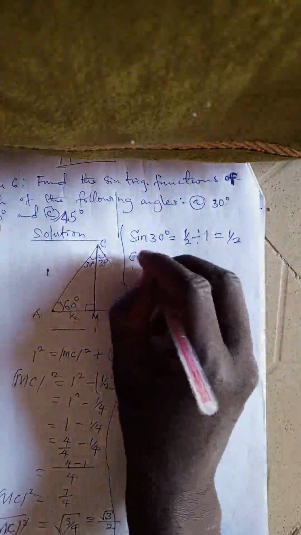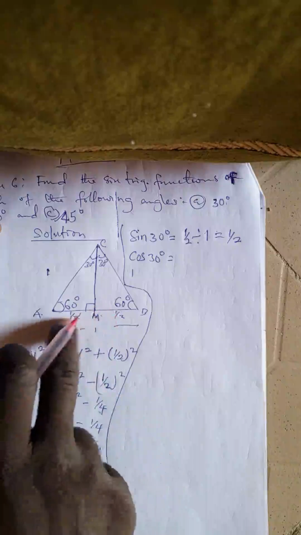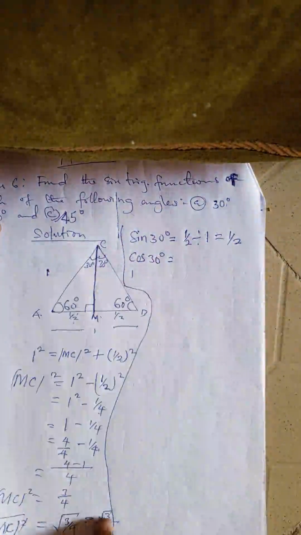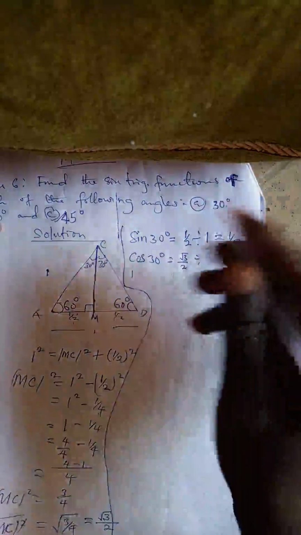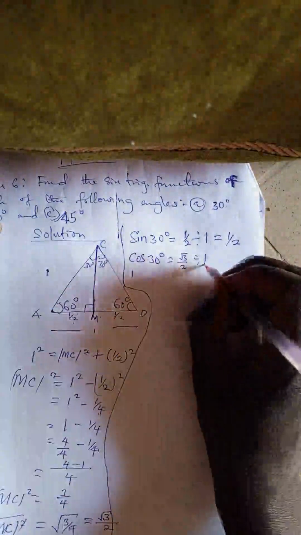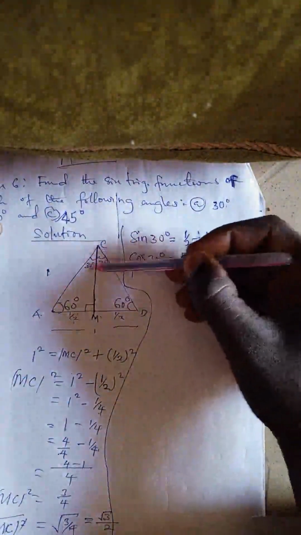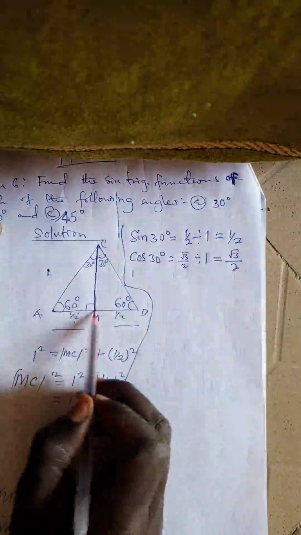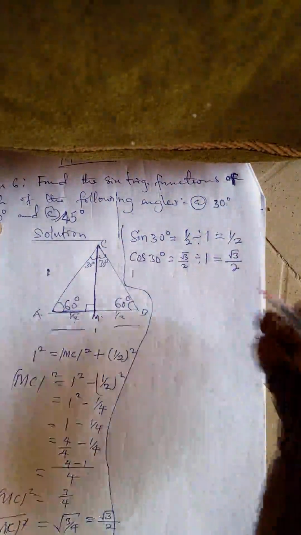So we see cos 30 degrees is equal to adjacent over hypotenuse. The adjacent here is MC, which is equal to root 3 over 2, divided by the hypotenuse, which is equal to 1. And that's equal to square root of 3 over 2. So remember, adjacent to 30 is this, because 30 is lying on the line MC. But adjacent to 60 is line AM. Always remember the two distinctions.